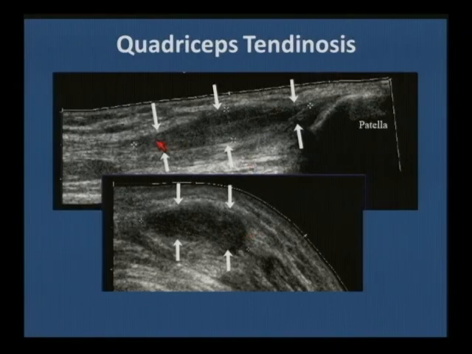And this is just a precursor to rupture. This is gross tendinosis in the quadriceps tendon. We lose that nice fibrillar pattern, but the quadriceps tendon still comes down and attaches. So this is gross change in the quadriceps tendon, gross tendinosis, without as yet frank rupture.